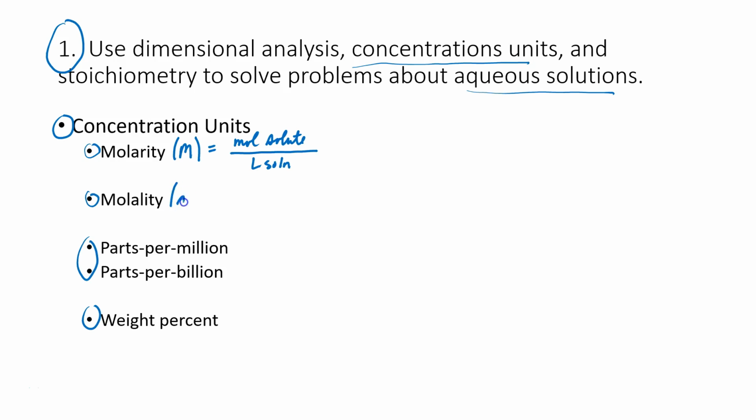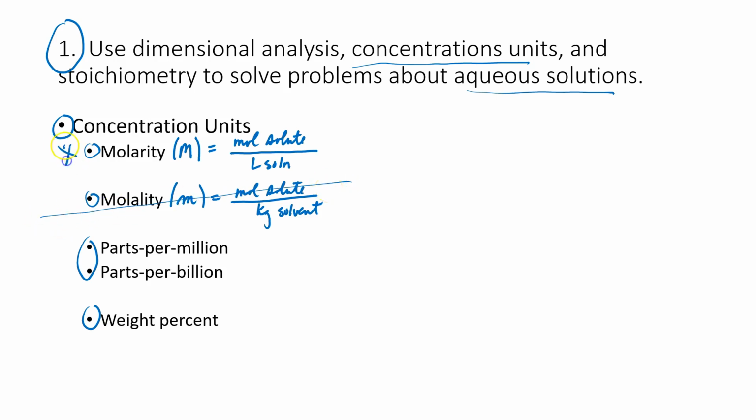Molality is abbreviated lowercase m, and molality you probably haven't seen in a while. You talked about molality in Chem 2 when you learned about colligative properties like boiling point elevation and freezing point depression. Molality, just to remind you, stands for moles of solute for every kilogram of solvent. But we won't be doing many problems involving molality this semester.